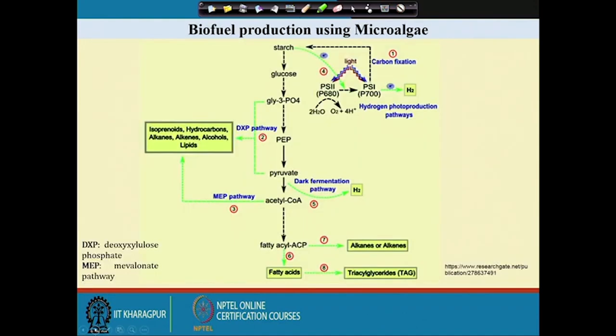And in biofuel production, as I pointed out, starch or glucose can be converted into different types of hydrocarbons, where alkane or alkene formation occurs, and there are different other products formed nowadays. This has been largely exploited, particularly by using microalgae, and microalgae are used as a source of biodiesel.